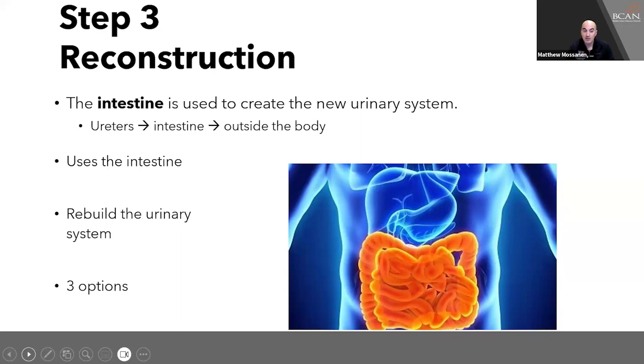And when we rebuild the urinary system, there are typically 3 options. We'll go into detail on some of those options, and it's important to remember that BCAN actually has a wonderful library of information that goes into more detail if you are a patient who is considering one of these urinary diversion options. So we'll go to the next slide.